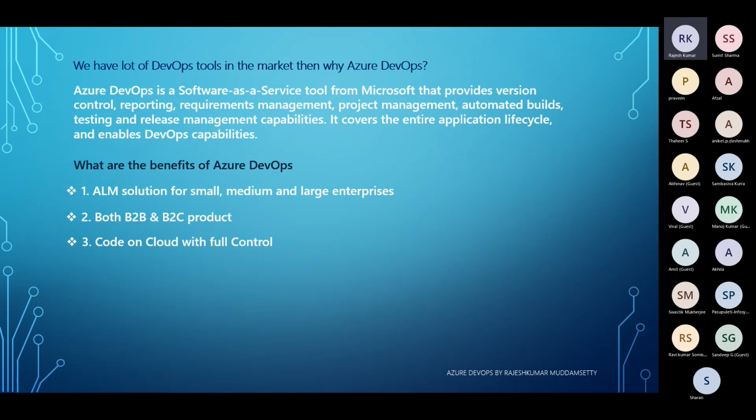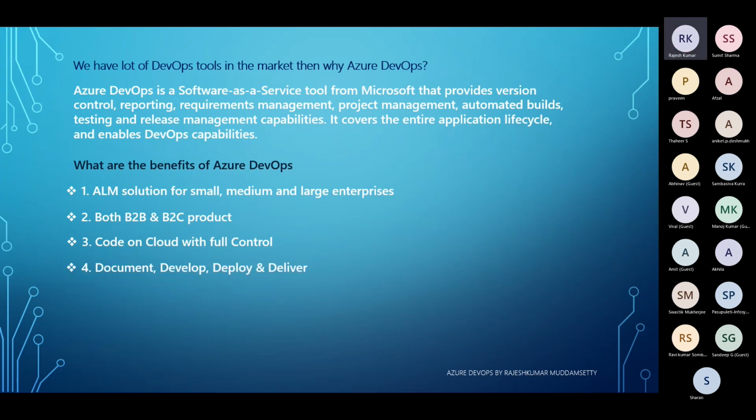Those computers are in a data center, and the data center is not in your city or not in your country. The code you are writing might reside in a data center in the US, but you are working from India. So even though your code is on the cloud, you have full control. You can control who is seeing my code, who is accessing my code, who can log in to my account, who can see my code. You will have full control with Azure DevOps.